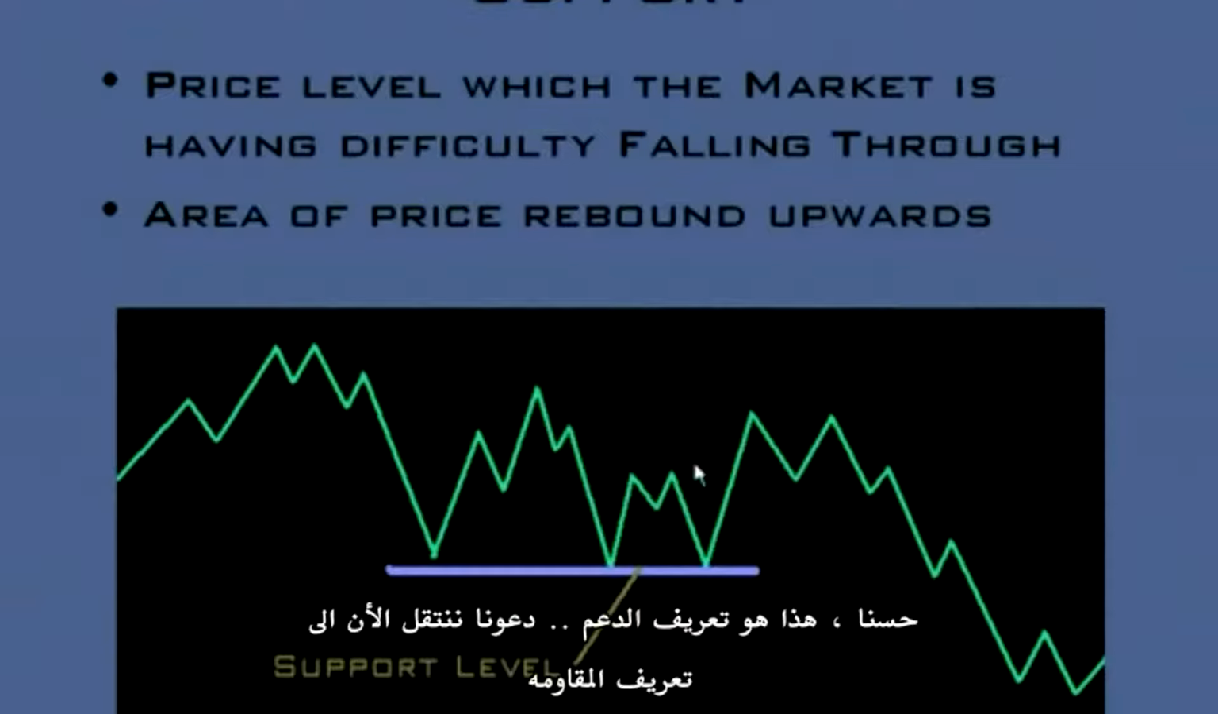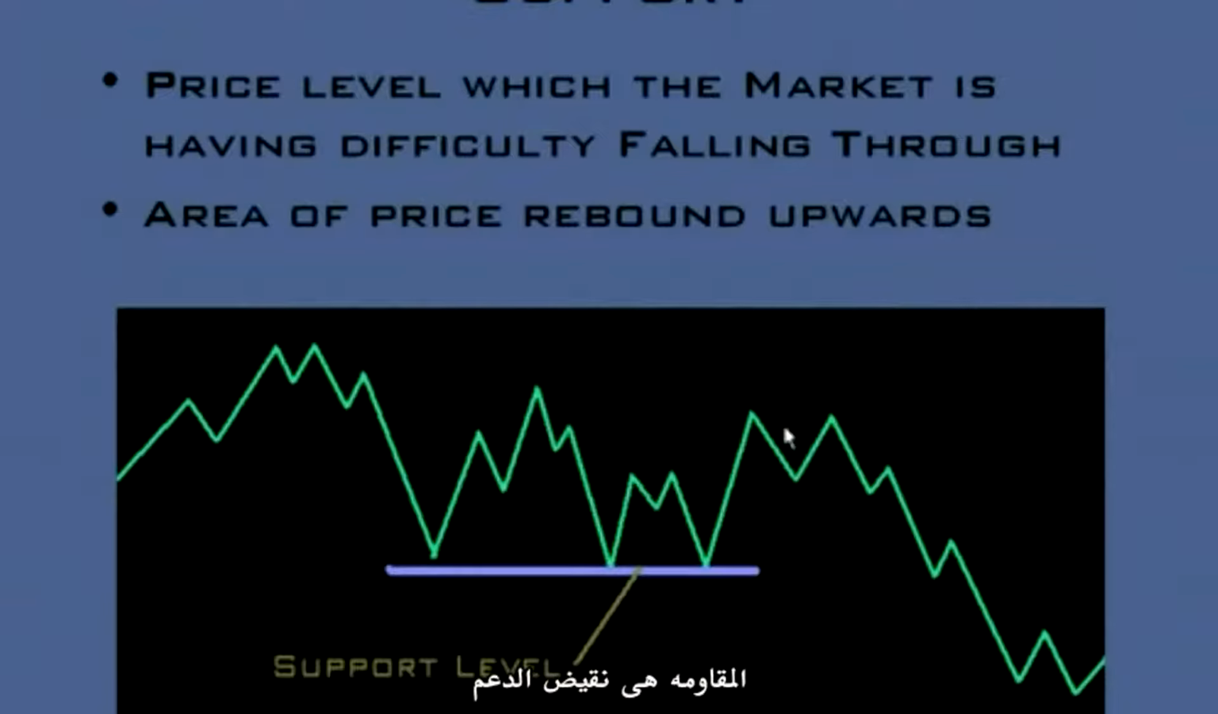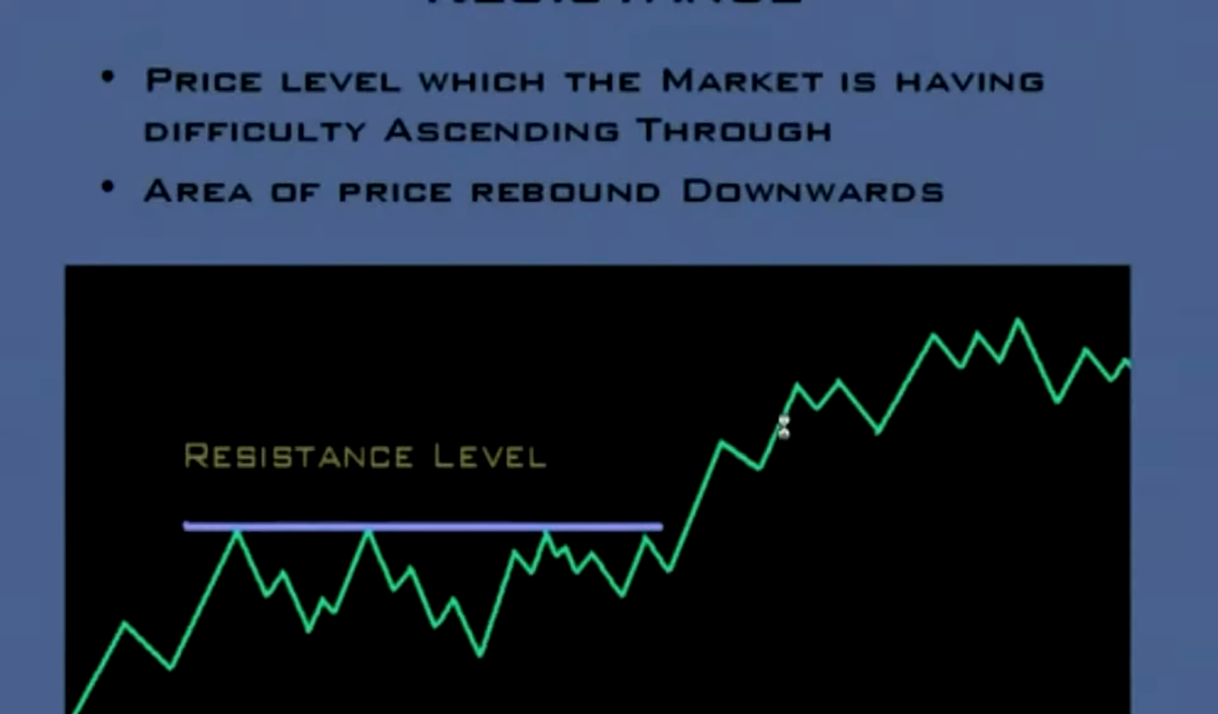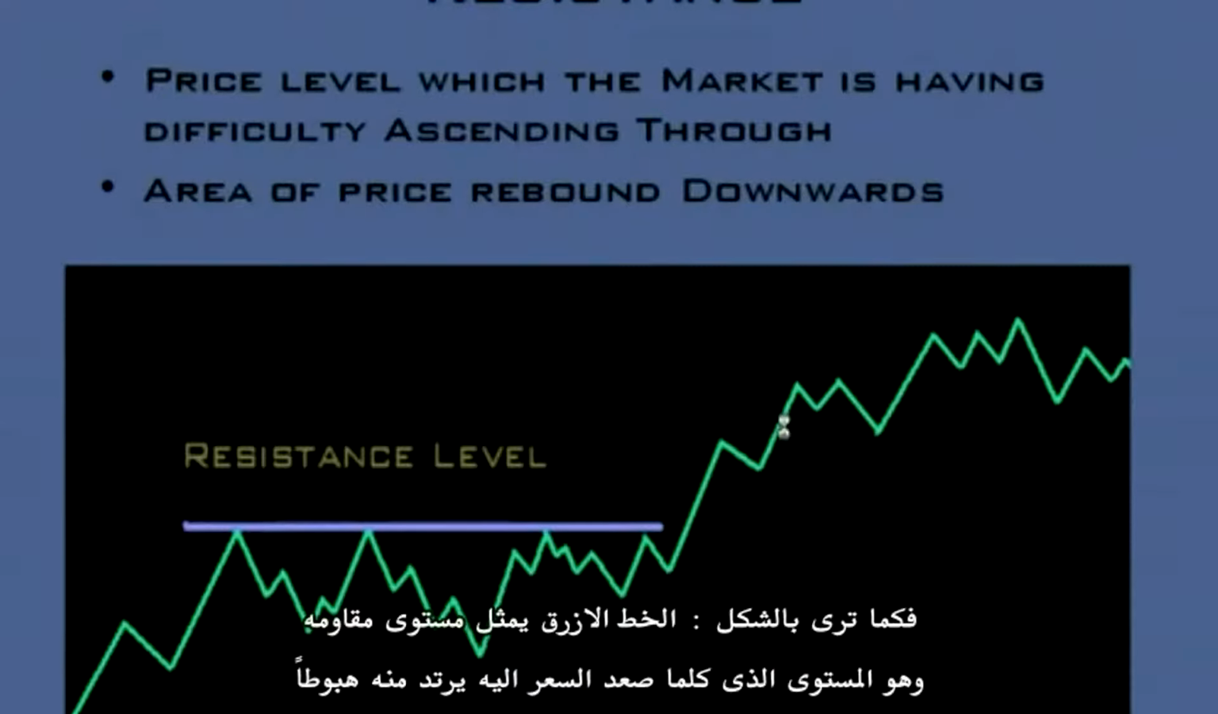Now moving on to resistance. Resistance is the opposite of support. Resistance is an area that price is increasing up to, yet it keeps dropping back down from it. It's a price level which the market is having difficulty ascending through. As you can see once again from the little illustration, the blue line is our resistance level, and it's just an area where the price is going upwards, yet it keeps rebounding back down.